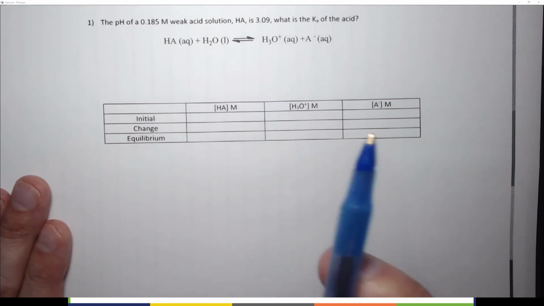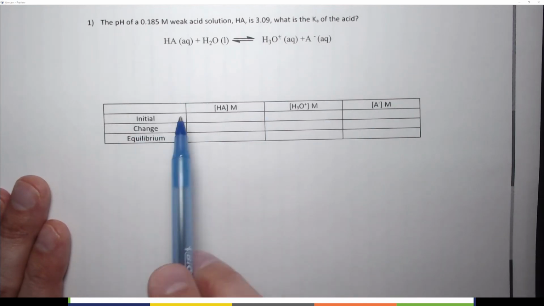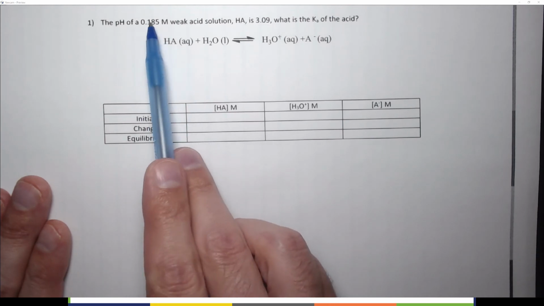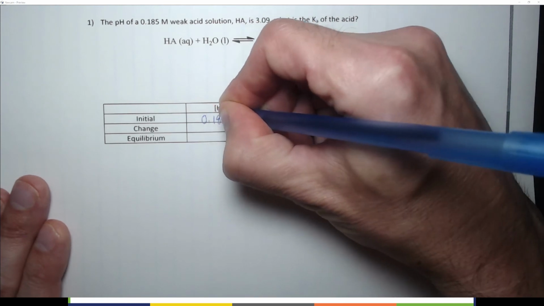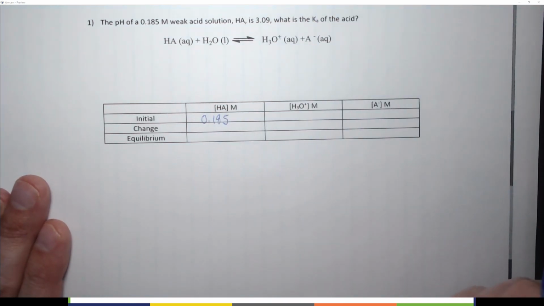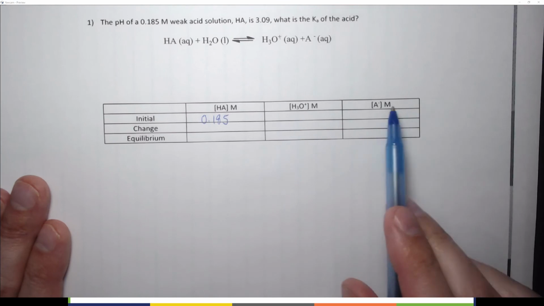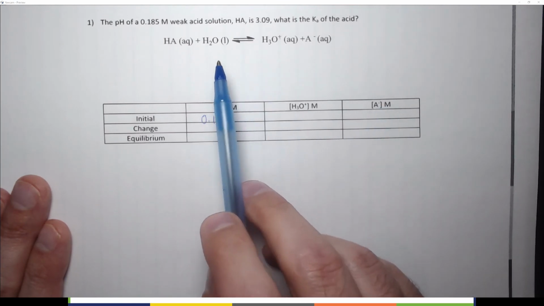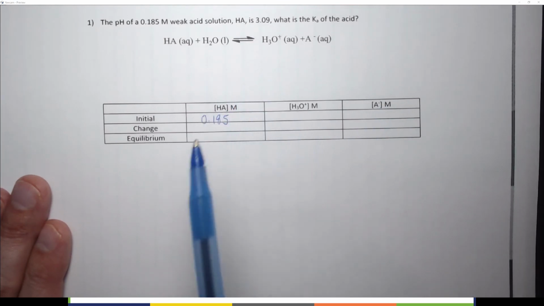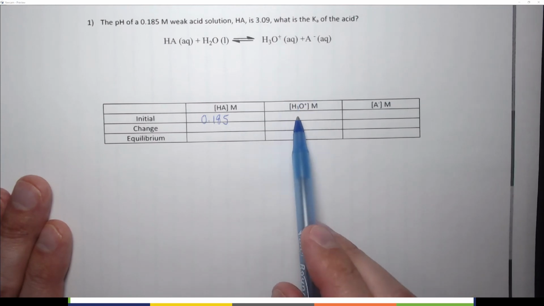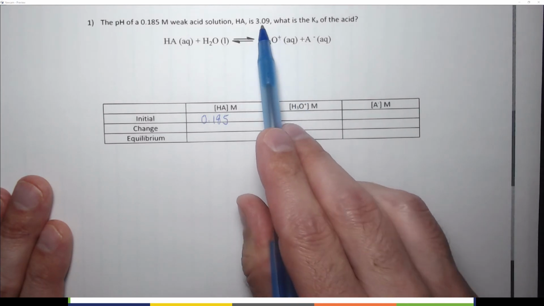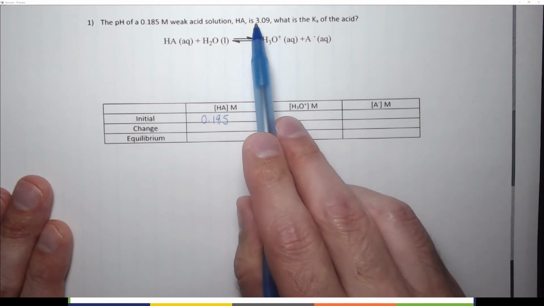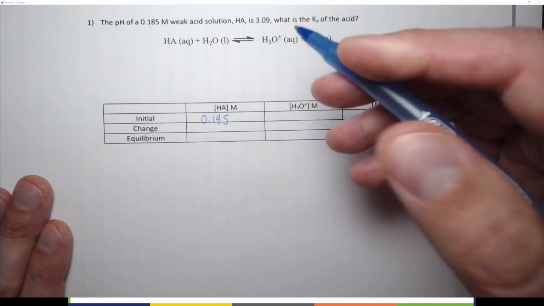In this case, I'm given a few things as far as the initial concentration. The initial concentration of HA is 0.185 molar. The concentrations of H3O+ and A- at first seem unknown, but believe it or not, they're not unknown. The concentration of H3O+ in this problem is given, but not as a concentration. It's given as a pH. So I need to convert this into a concentration of H3O+.